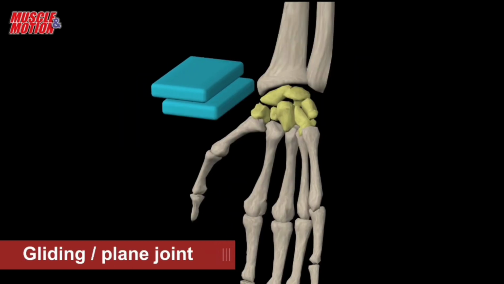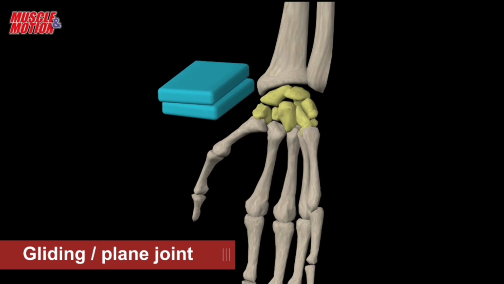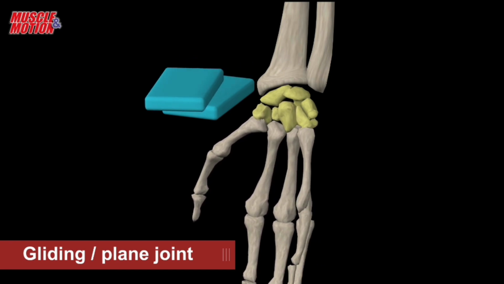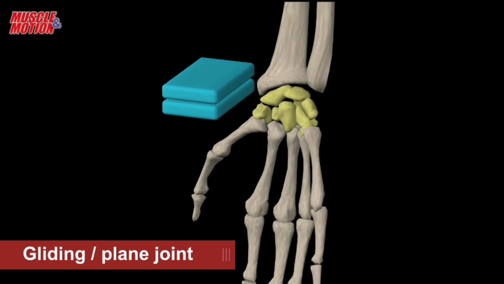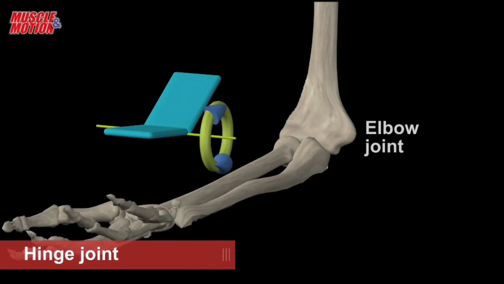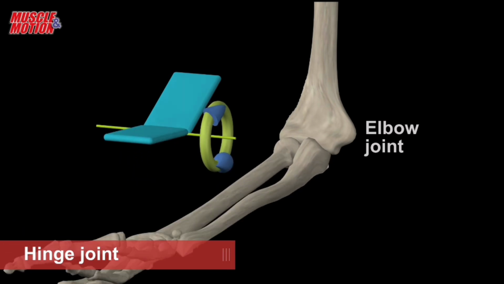Next, we also have the gliding plane. In the gliding plane, the articulating surfaces are relatively flat, allowing the bones to glide over one another. Examples would be the acromioclavicular joint and the subscapular joint. Now, the hinge joint permits movement in one plane, usually flexion and extension. For example, the elbow joint or the knee joint.